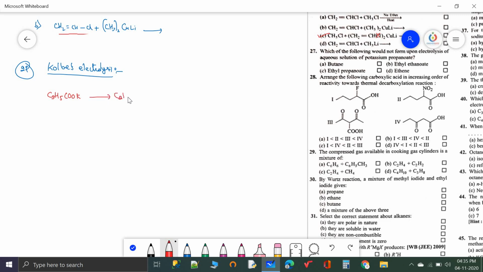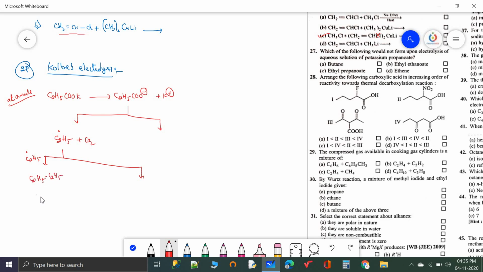It dissociates into C2H5COO minus plus K plus. So this propionate ion actually participates in two different reactions. This entire reaction takes place at the anode. At anode means oxidation reaction takes place. So here it may dissociate into the ethyl radical plus carbon dioxide. Now this ethyl radical procedure is different again. If this ethyl radical combines with another ethyl radical, we get C2H5 C2H5, which is called butane.